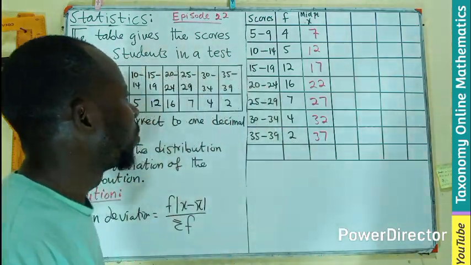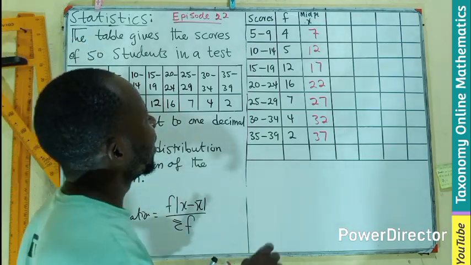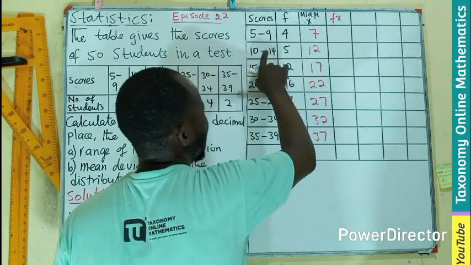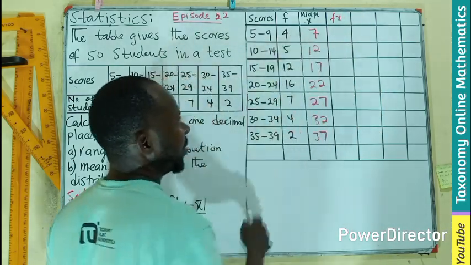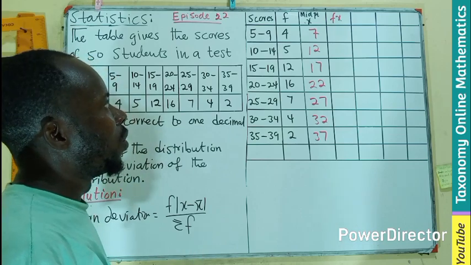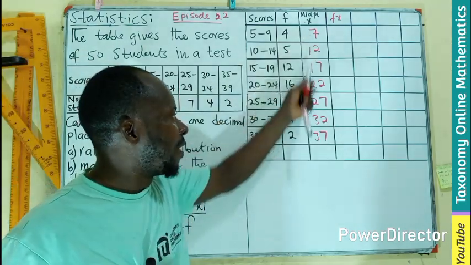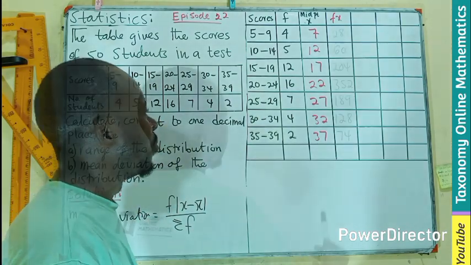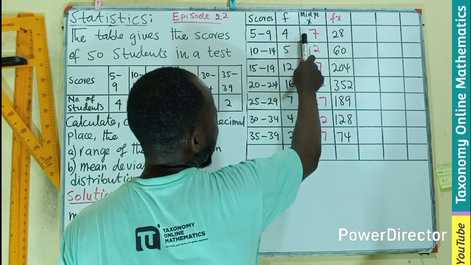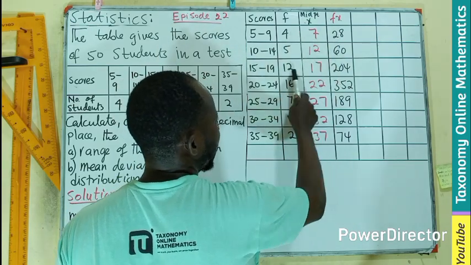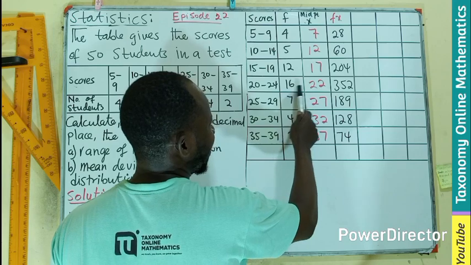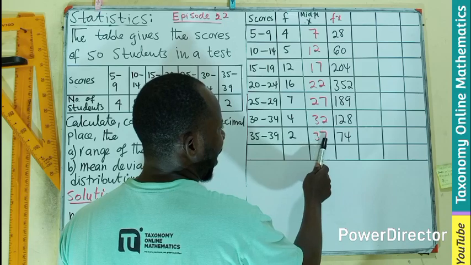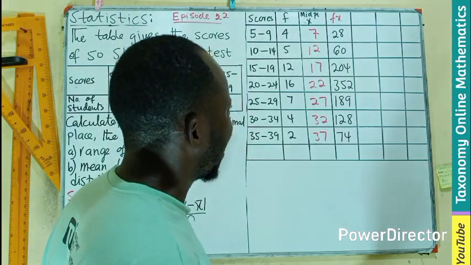The next thing to do is to find the fx, meaning the f times x. Now we know the x, which is the red marker. The frequency is here. So we just multiply all of them and see what their values will be. So in this case, 4 times 7, 5 times 12, 12 times 17, 16 times 22, 7 times 27, 4 times 32, and 2 times 37. So these are the values we have.